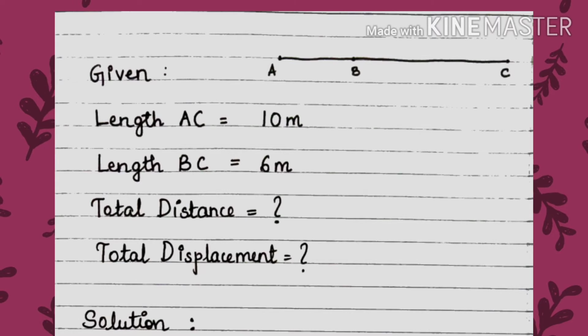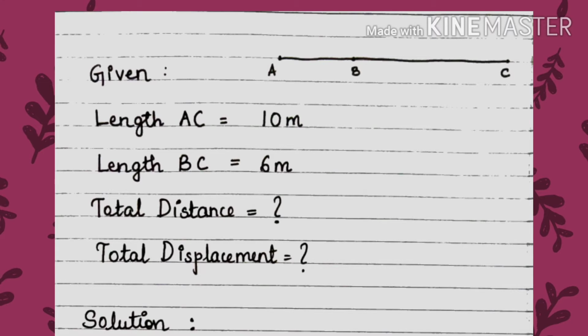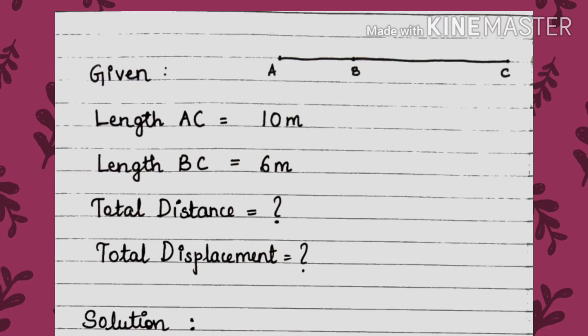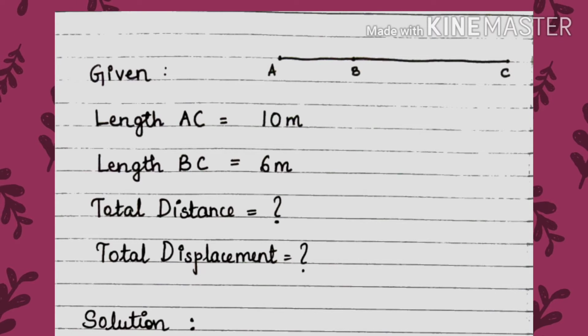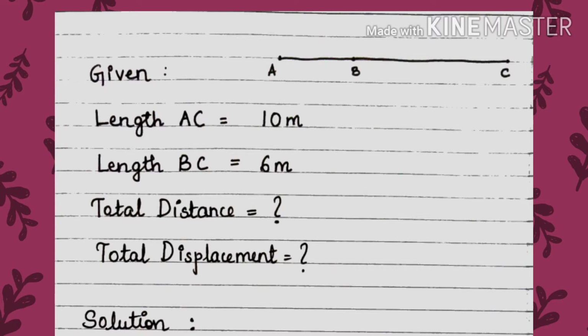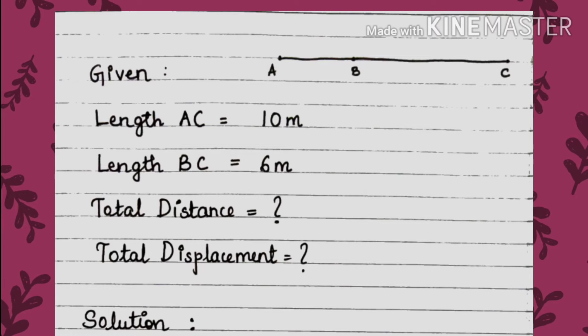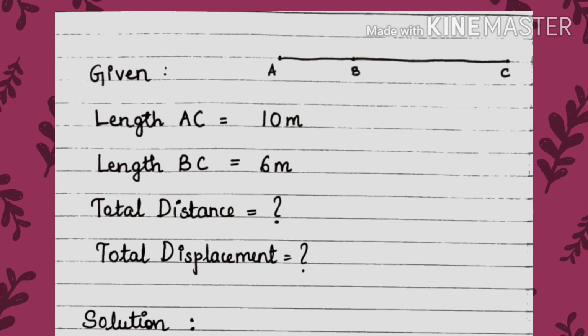You all know what is meant by distance? Yes, distance means the total length of the path covered by an object, whereas what is meant by displacement? The actual path covered by the object. In this problem, we are given that the length of AC is 10 meters and the length of BC is 6 meters. Now, total distance means what? Whatever path length it has travelled. So, what is the path length?